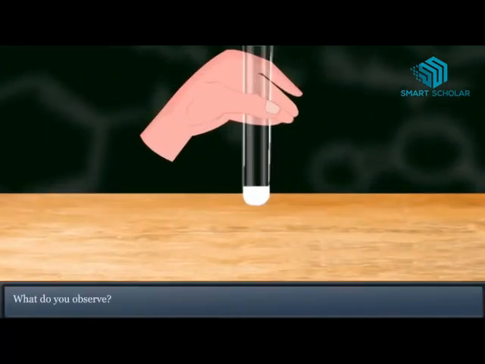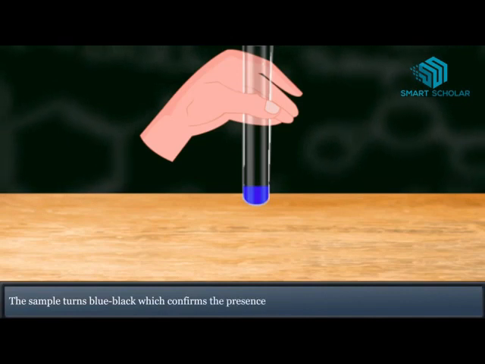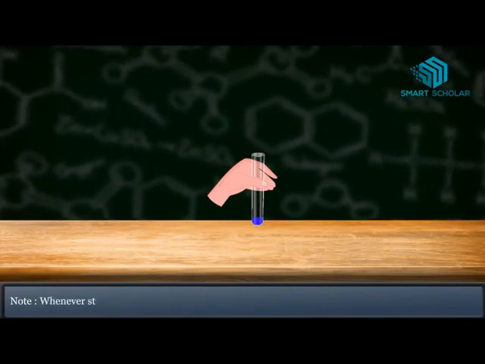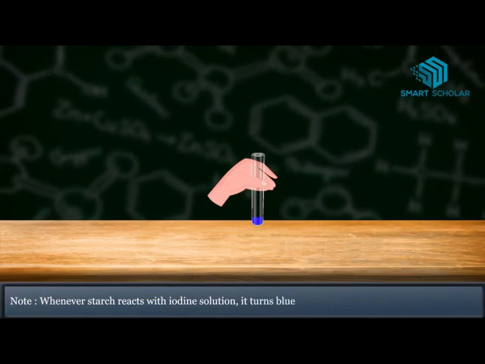What do you observe? The sample turns blue-black, which confirms the presence of starch in rice. Note: whenever starch reacts with iodine solution, it turns blue-black.